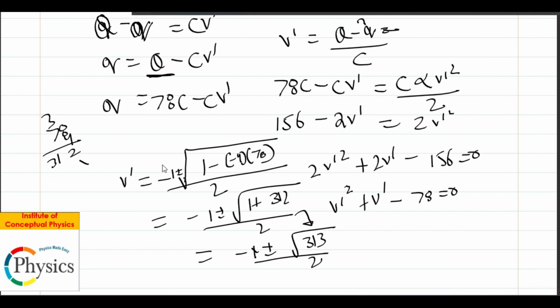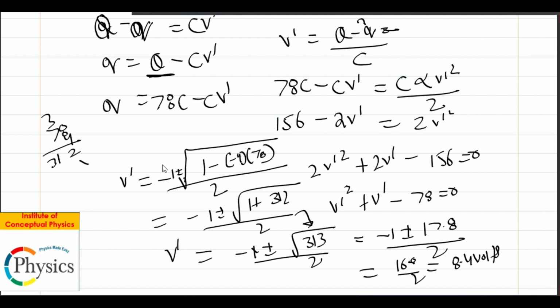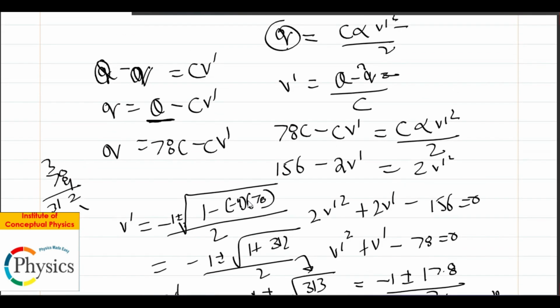This is quite close to 324. I can write the square root as 18s are something, 17.9, maybe 17.8. So minus 1 plus minus 17.8 divided by 2. Quick calculation there, and we can't take a negative as the potential. So this becomes 16.8 divided by 2, which is 8.4 volt each. So both the potentials therefore attain a value of 8.4 volts.